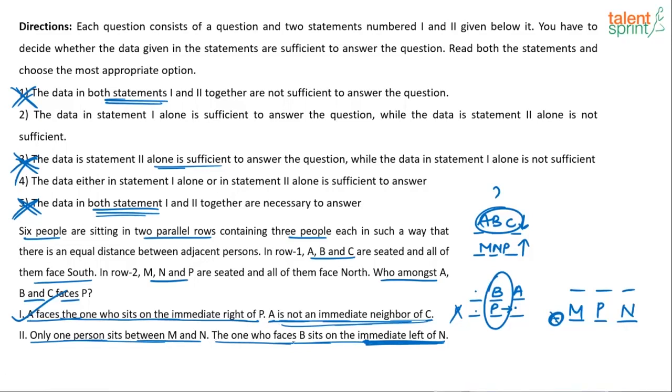Now, the one who faces B sits on the immediate left of N. Immediate left of N is this, and this person faces B. Immediate left of N is P and that person faces B. Again, I know that among A, B and C, B faces P. Are we able to find out the answer? Yes. How are we able to find the answer? Using statement 2 alone. So what's the conclusion? Either 1 alone or 2 alone can be giving you the answer. So option 4 will be the final answer. Either in statement 1 alone or in statement 2 alone, we can get the answer to this question.